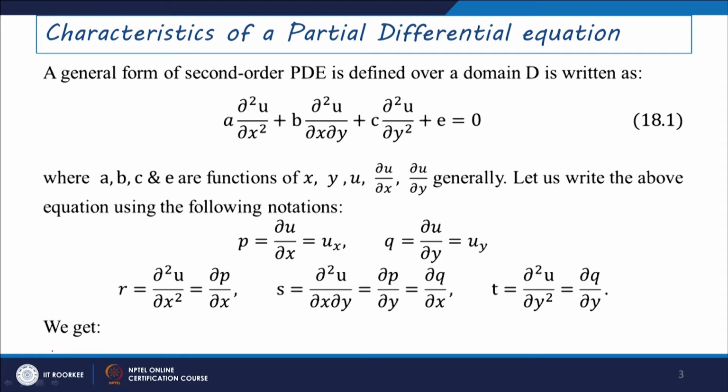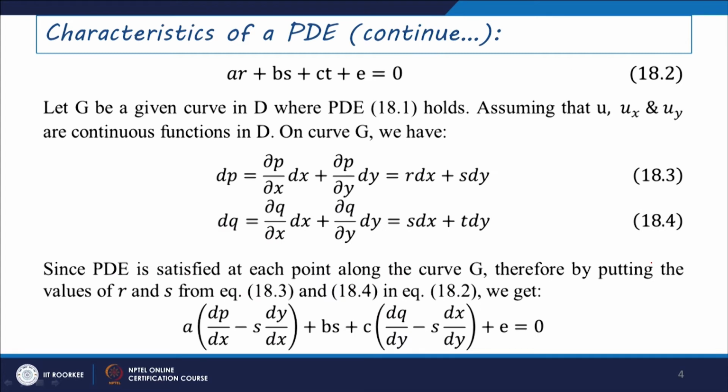If we write this expression in notations, suppose p equals ∂u/∂x, that is ux here, and q as ∂u/∂y, which is defined as uy here, and r as the second derivative term, ∂²u/∂x², that is nothing but ∂/∂x of ∂u/∂x, so it is written as ∂p/∂x. s is defined as ∂/∂x of ∂u/∂y, which is nothing but ∂p/∂y or ∂q/∂x. And t can be written as ∂²u/∂y², that is ∂/∂y of ∂u/∂y, which is ∂q/∂y. So, in complete form, it can be expressed as ar + bs + ct + e = 0.